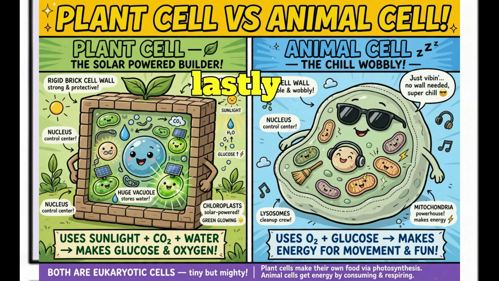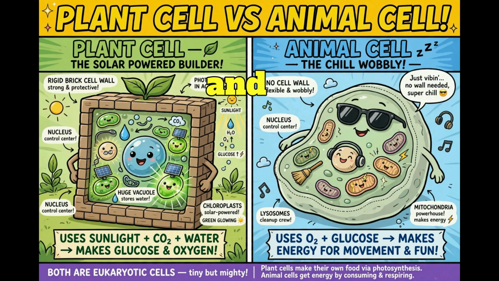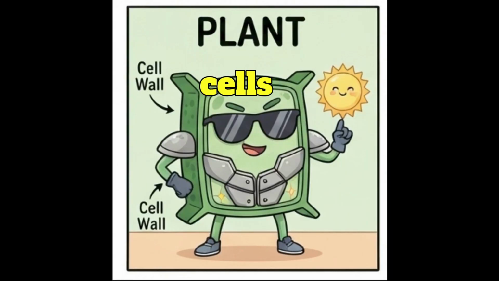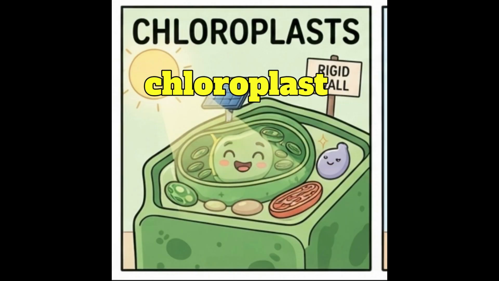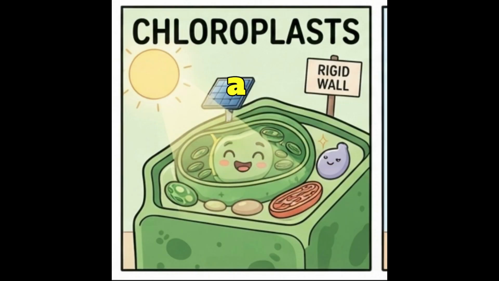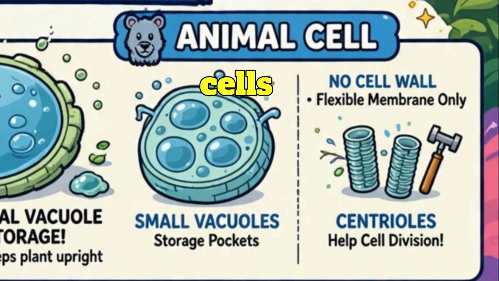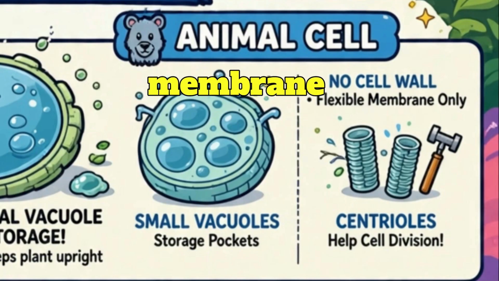Lastly, plant versus animal cells. Even though both are eukaryotic, plant and animal cells act like they're from completely different planets. Plant cells, flexing with a rigid cell wall for structural support, chloroplasts to pull off photosynthesis, and a giant central vacuole for water storage. Animal cells, total softies, they lack cell walls and chloroplasts entirely, relying instead on a flexible membrane and tiny temporary vacuoles.